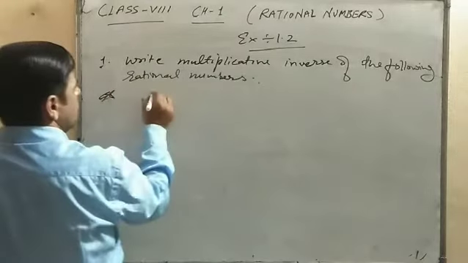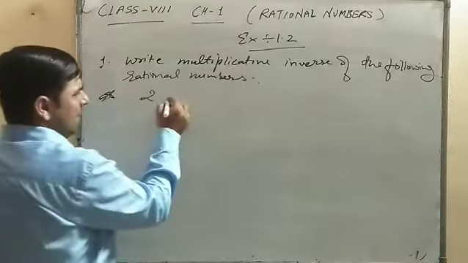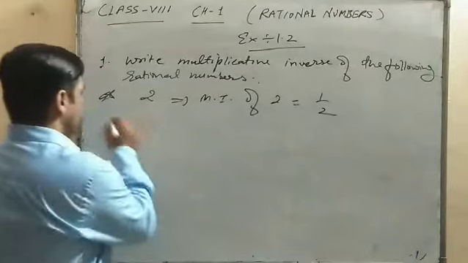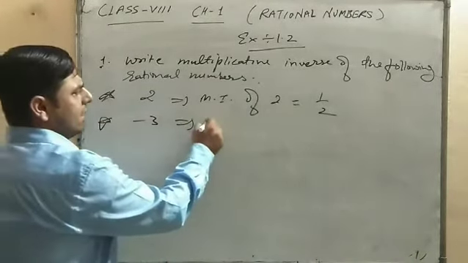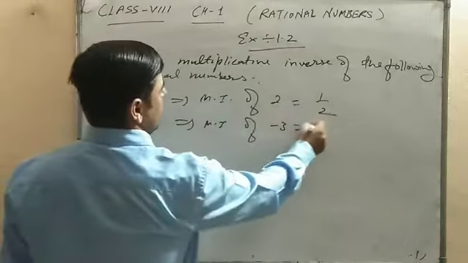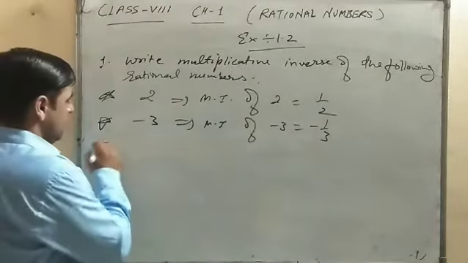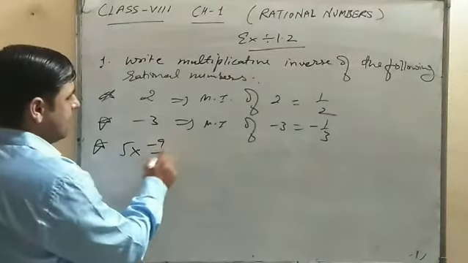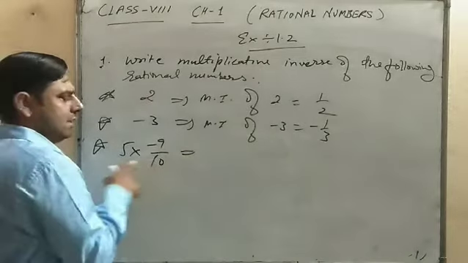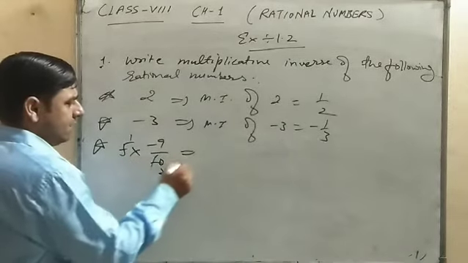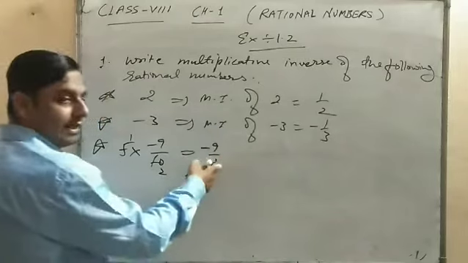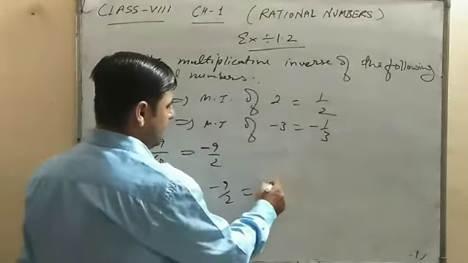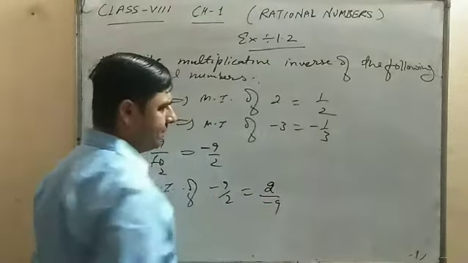So, very easy. Suppose, what is the multiplicative inverse of 2? That means 1 by 2. The multiplicative inverse of minus 3 means minus 1 upon 3. Okay. Multiplicative inverse of 5 into minus 9 by 10. Firstly, we will solve these numbers. 5 1 is 5, 5 2 is 10, so minus 9 by 2 is the resulting number. So the multiplicative inverse of minus 9 by 2 is equal to 2 upon minus 9.